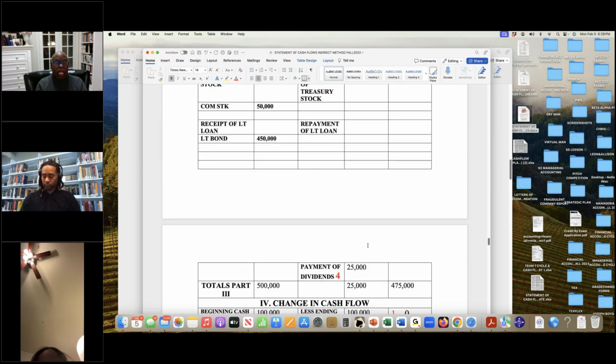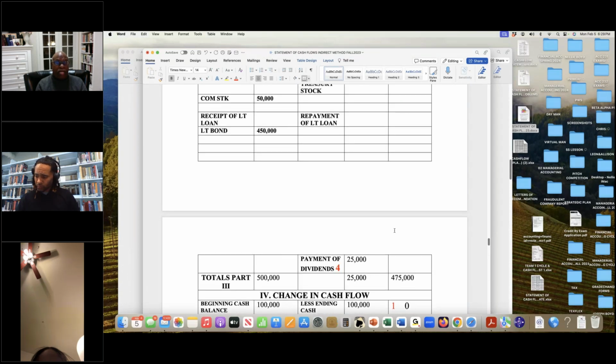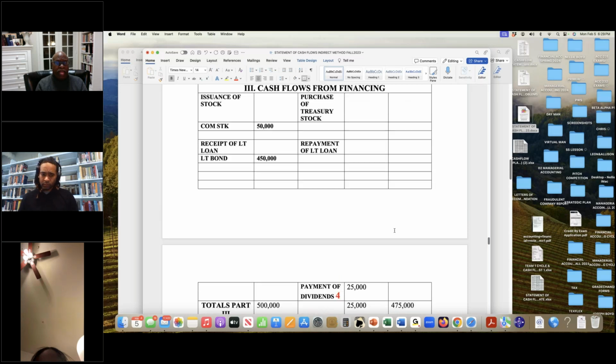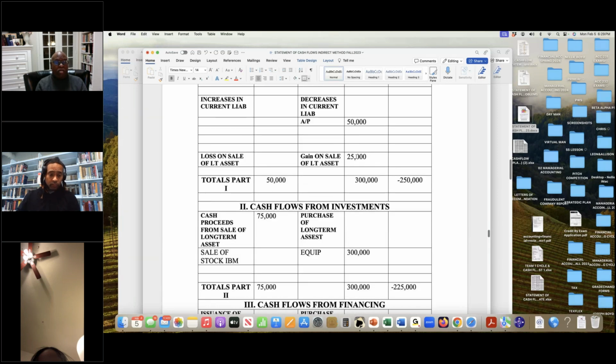You see, the actual loss from operation was 100,000. So we're going to show this 25 as a use, so that it's not, so we just add it back. Then we said we put in the amount of cash that got down here in part two.